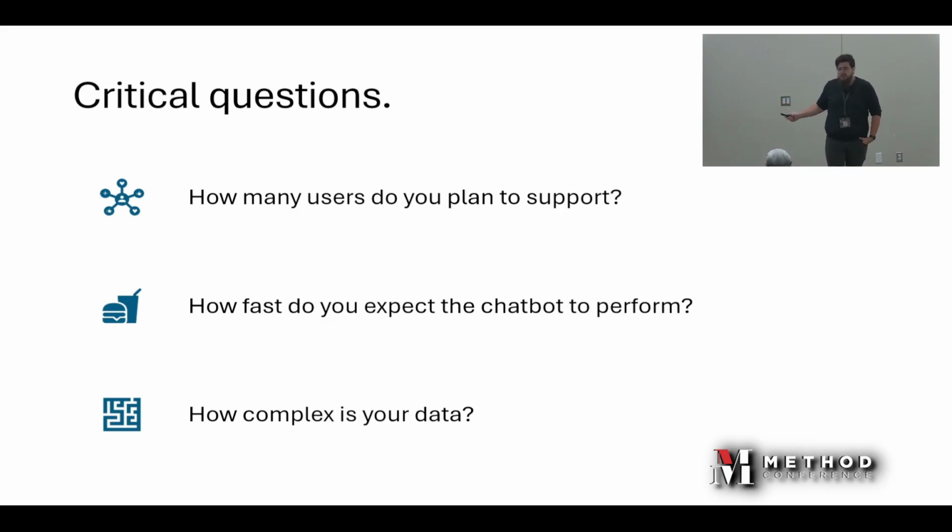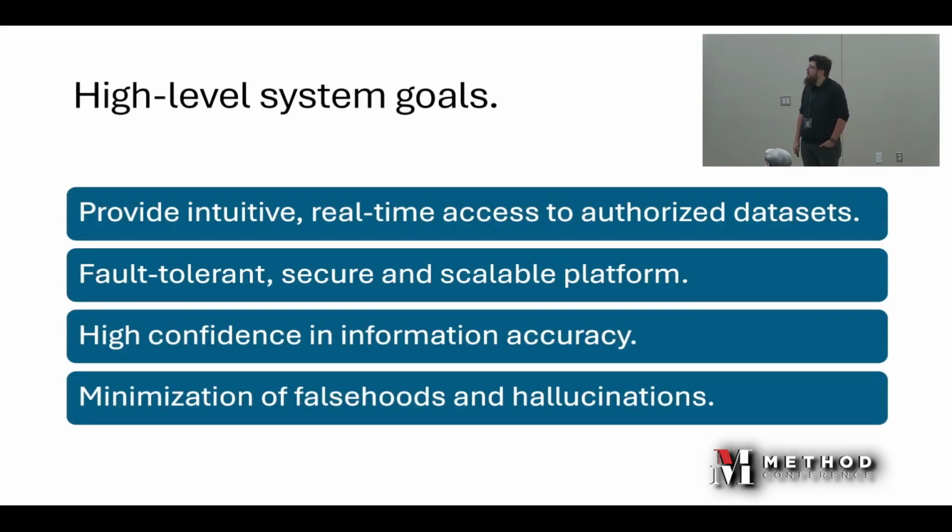That's a big one, because when we started working with all these data sets where I work, we ended up finding that there's a lot of data where there might be codes or shorthand versions of information, and if I just look at that data, I'm not going to know what it means. That's a complexity I need to go solve before we get that far. All right, and what are the high-level goals of this kind of chatbot system? We want intuitive, real-time access to data.